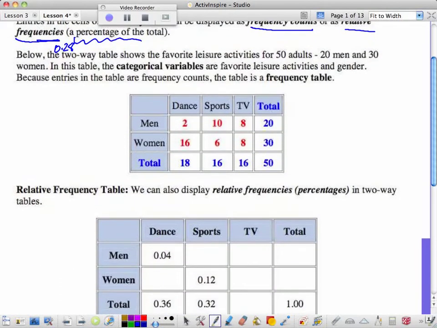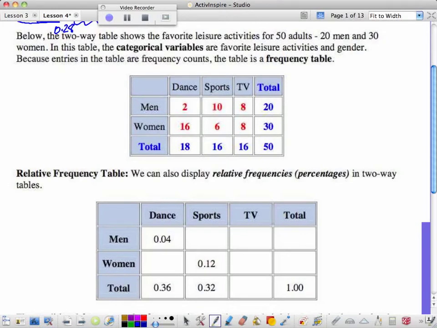Okay, below is the two-way table. It shows the favorite leisure activities for 50 adults, 20 men and 30 women. So here you can see this row is representing all 20 men, and this row is representing all 30 women. And then down we have different categories. The categorical variables are favorite leisure activities and gender. So they could choose dance, sports, or TV as their favorite leisure activity.